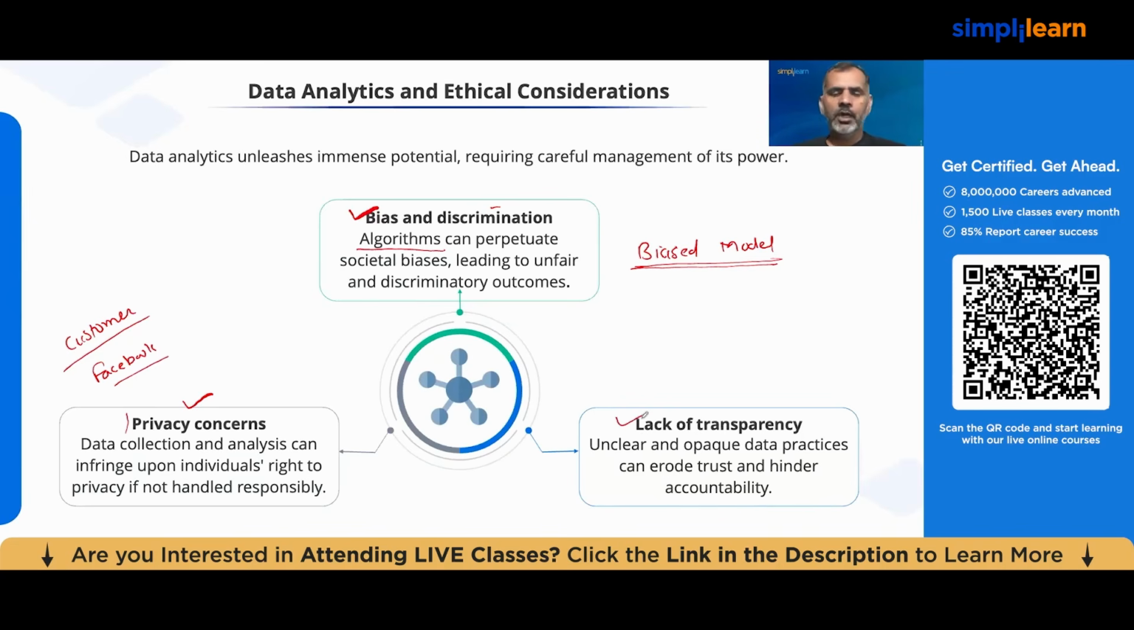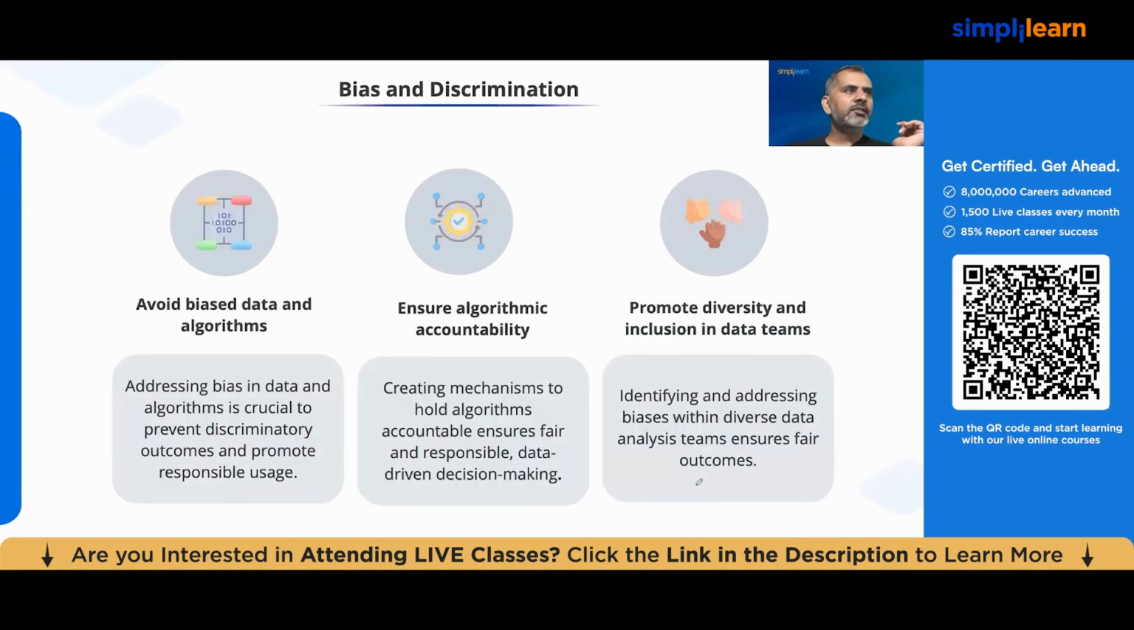Lack of transparency: if you are not very clear with your data practices, that can introduce some errors, and it can dent your trust and hinder your accountability also. So data ethics practices are very important in the process of data analytics. As I said, bias and discrimination is very important, because if your data is not collected fairly, it will come with a bias. And when you train any model on biased data, the predictions will also be biased, and that will introduce discrimination.